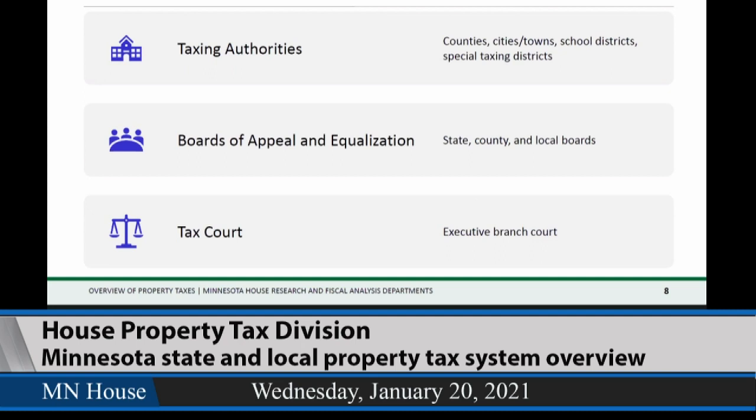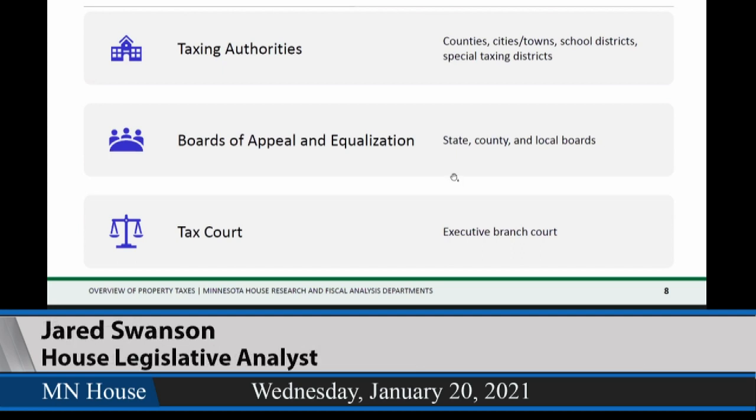Taxing authorities are involved in the administration of property tax. So these would be the entities that actually have the authority to levy the property tax and include counties, cities, townships, school districts, and special taxing districts. There are boards of appeal and equalization that exist at the local, county, and state level, and these boards are in place to give property taxpayers a chance to appeal their valuations.